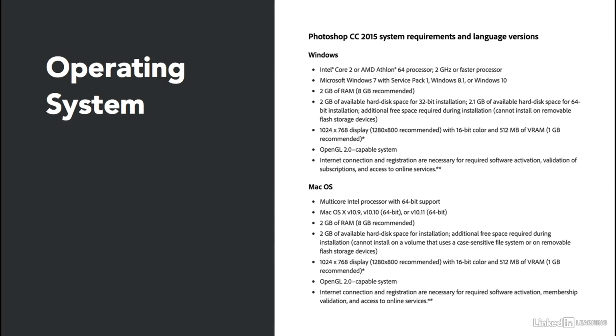Whether you're downloading software or purchasing at a store, you should always be able to find a section called System Requirements that will let you know what operating system you need to run the software, as well as the minimum amount of RAM, hard drive space, and any other requirements.